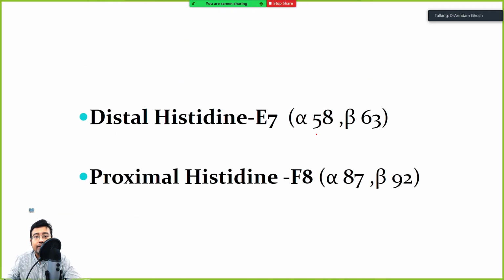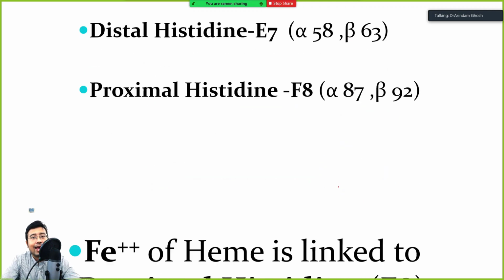I am repeating the same thing. This is actually the exact coordinate, and you don't need to remember it at all. If it is given in a textbook, you can simply bracket it and cross it out. I think it may not be given in a textbook at all. But remember: distal histidine E7, proximal histidine F8.